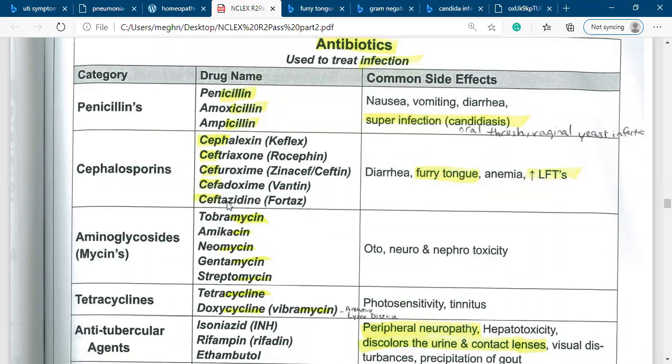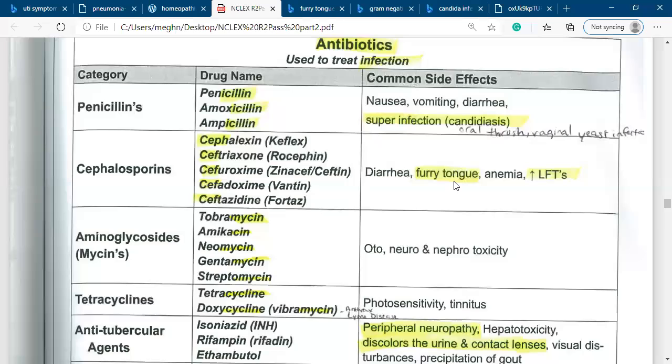So as I told you, all of these drugs we use for bacterial infection. So it is an antibacterial medication or antibiotic. The mode of action of cephalosporin, they weaken the bacterial cell wall and cause bacterial cell death.